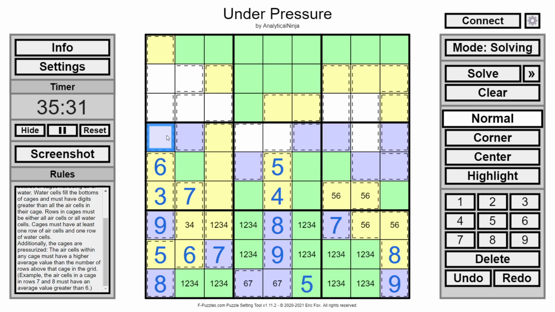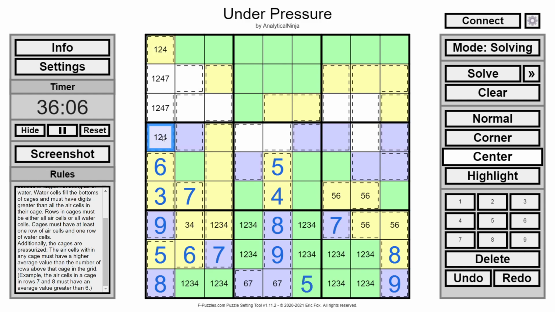Okay. What's left in this column? There's 1, 2, 4, 7, and this can't be a 7. So we have a 7 up here, which means... Okay, so 7 can't be an air cell. If 7 is an air cell, that means the water cells all have to be greater than it, but we have 1, 2, or 4 currently as a water cell. So this can't be a 7.